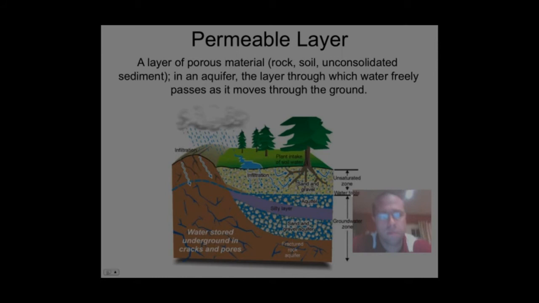A permeable layer is the opposite of impermeable. Permeable means it's porous, water can move through it. It has to be permeable so that we can call it an aquifer. If it's impermeable, it's not going to be an aquifer because there's no water in it. We could not put a well in it and get water. So in this case, looking at a diagram here, the sand and gravel, any of this is permeable. It is our aquifer.